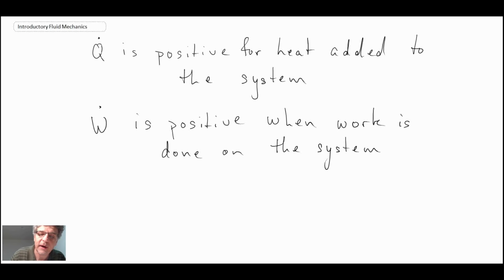Okay, so heat transfer positive when heat is added to the system, and work is positive when work is done on the system. So with that, we have our basic equation, the conservation of energy. What we now need to do is go through the process of relating that between a system and a control volume. And so we'll use the equation that enables us to do that relation.